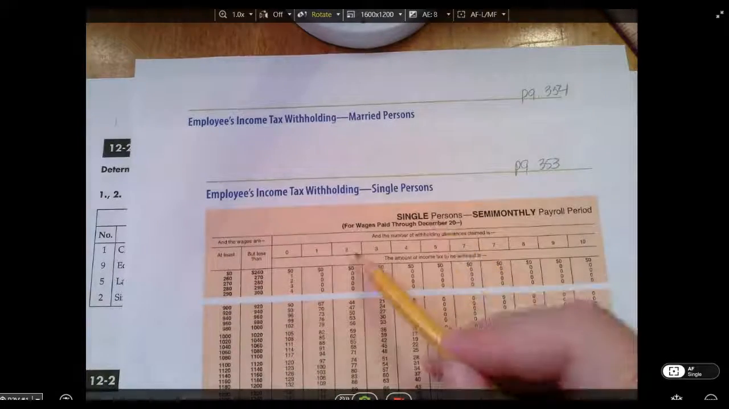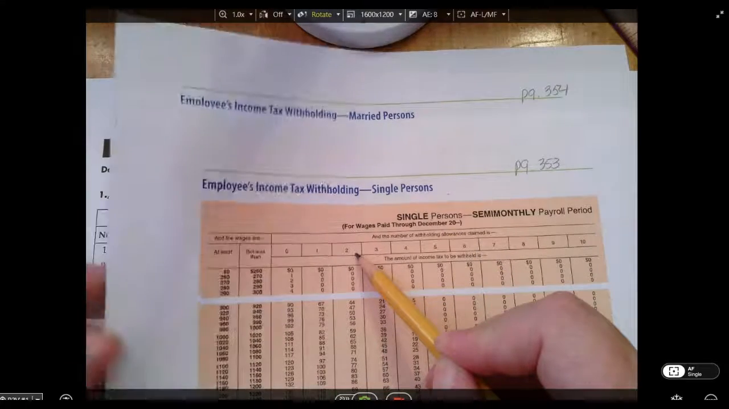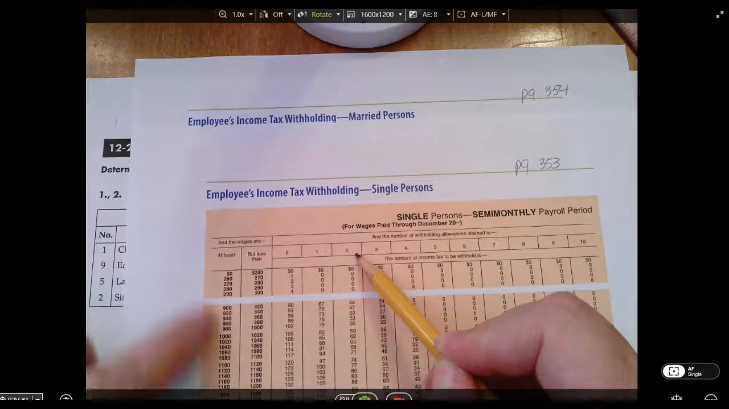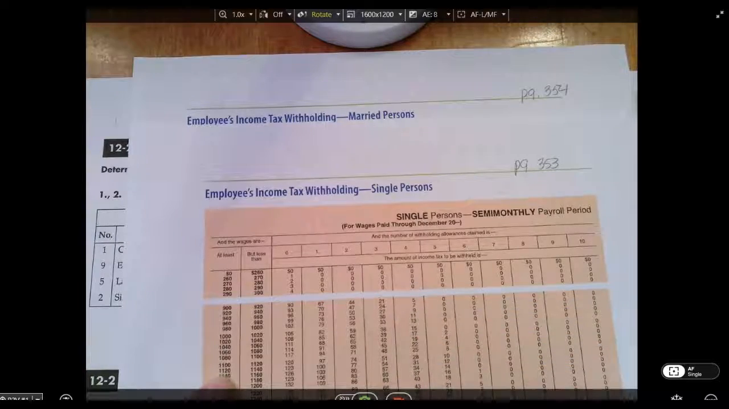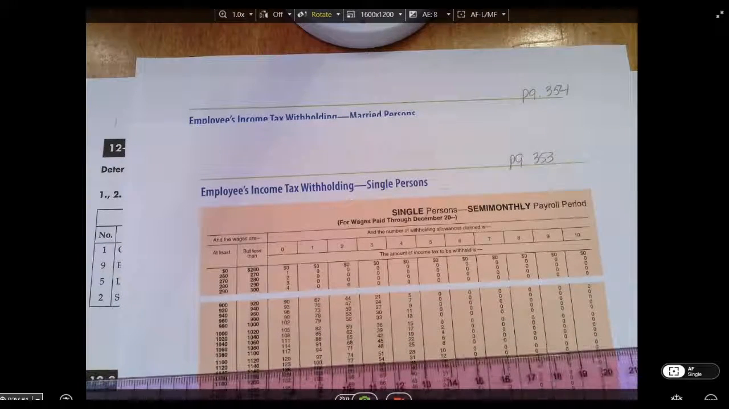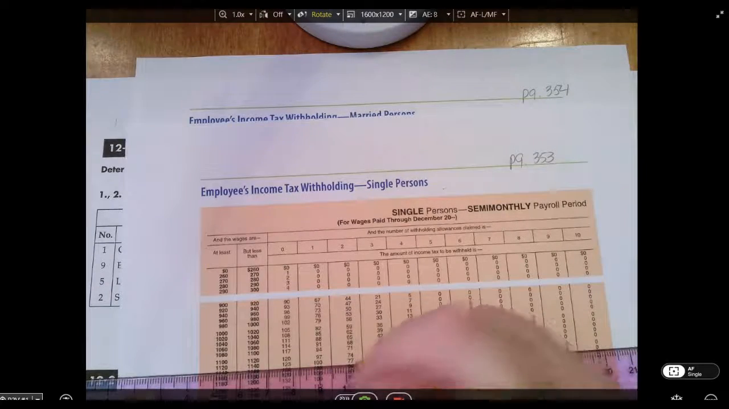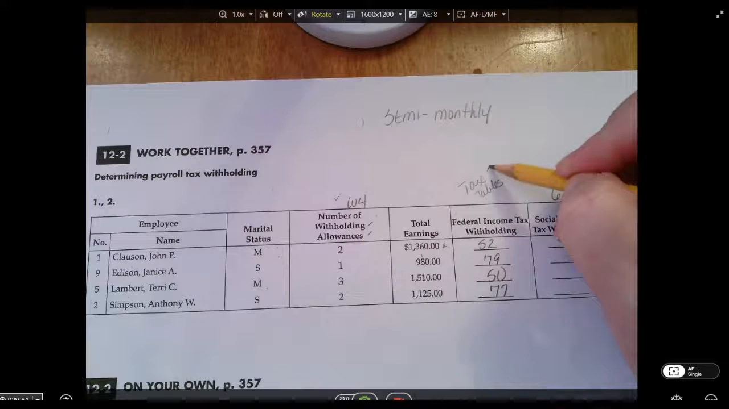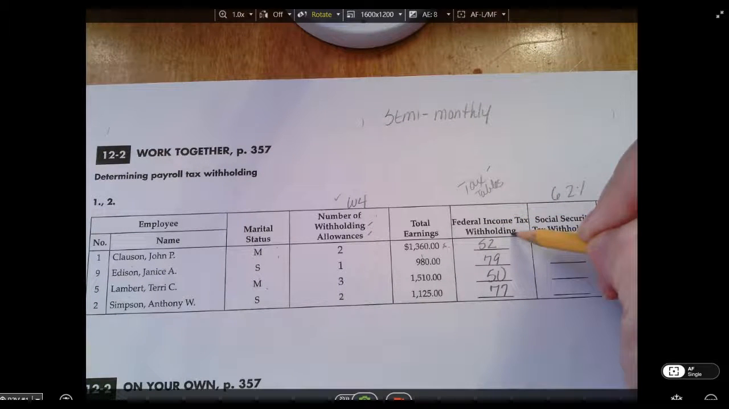Now we've got Anthony, single, 2 exemptions. How much did he make? $11.25. So between $11.20 and $11.40, his tax is $77. So now you know how to figure out federal income tax withholding using the tax tables. Remember, that's the one that always comes from the tax tables.